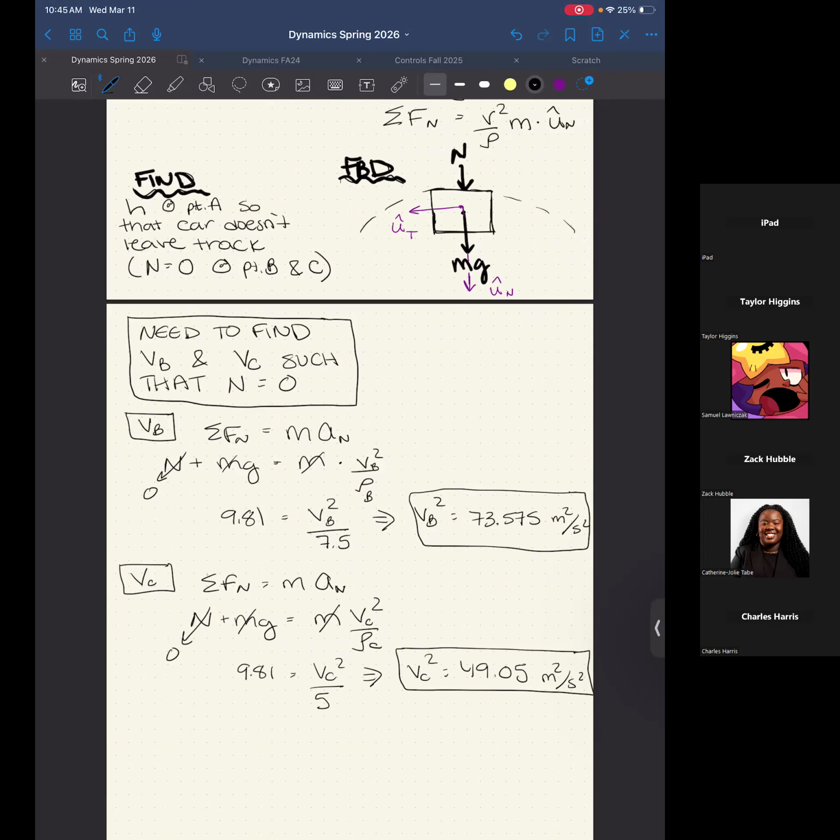The first thing that I did is I used the sum of forces in the normal direction equals mass times acceleration in the normal direction to find the velocity of the cart as it goes through B that will result in zero normal force. And then I did the same thing for point C. I found the velocity at C that will result in zero normal force. I kept them squared, mostly because we're going to need them squared when we use these within the conservation of energy equation.